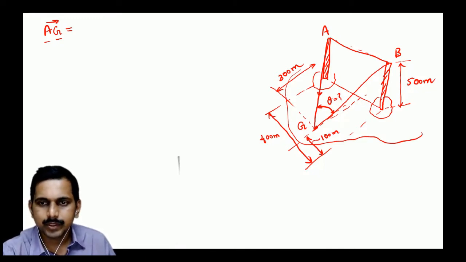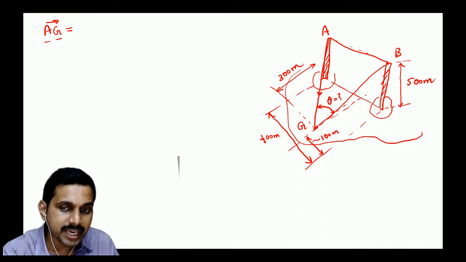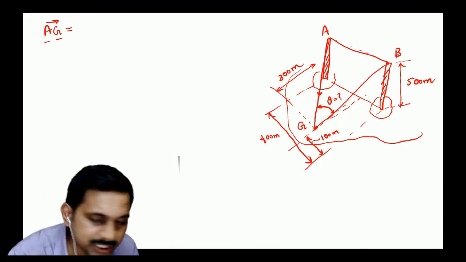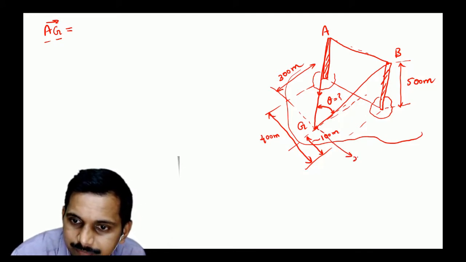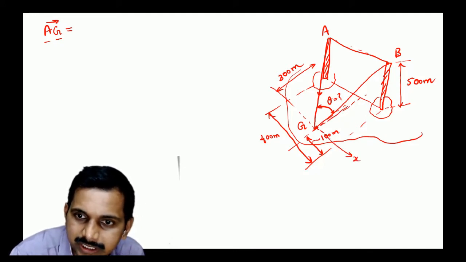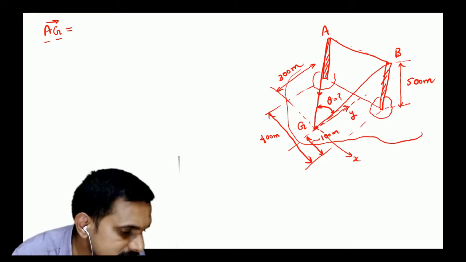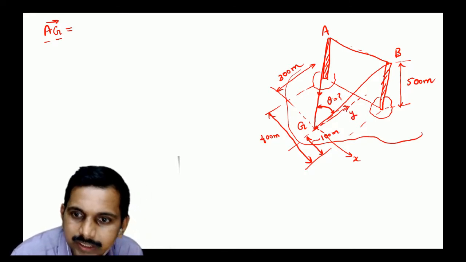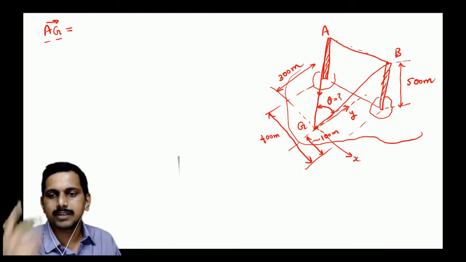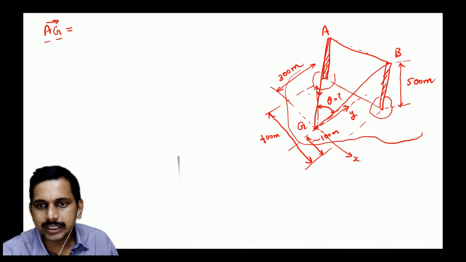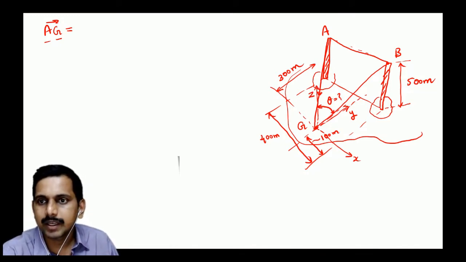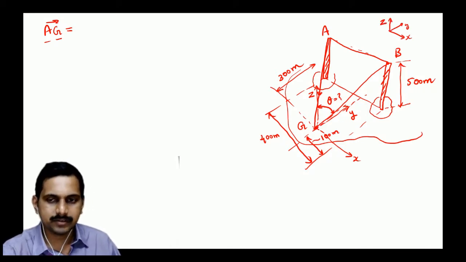What will it be in the X direction? We have to fix an X, otherwise we will not be able to do it, right? So let us fix X. I will fix this direction as X and this direction as Y. Which is the Z direction? X, Y and Z, always the right hand rule. So vertically upwards is Z. Now that I have fixed X, Y and Z, can you tell me what is the AG vector, students?